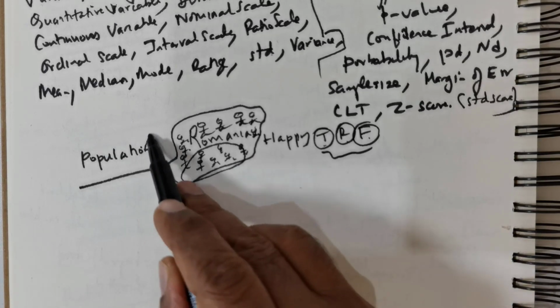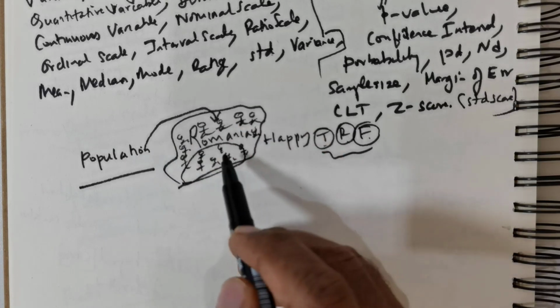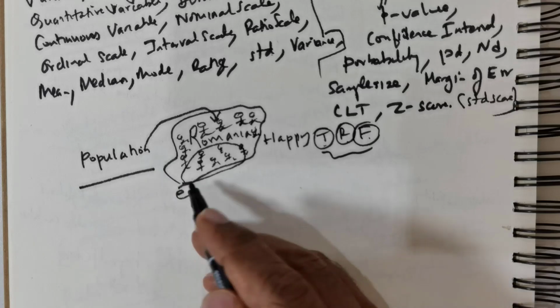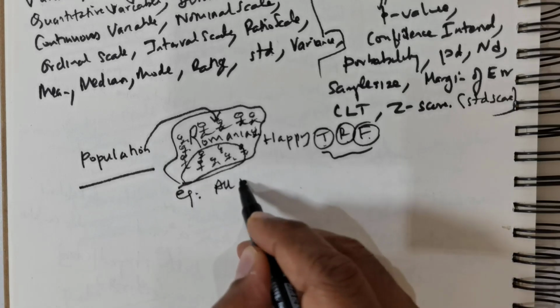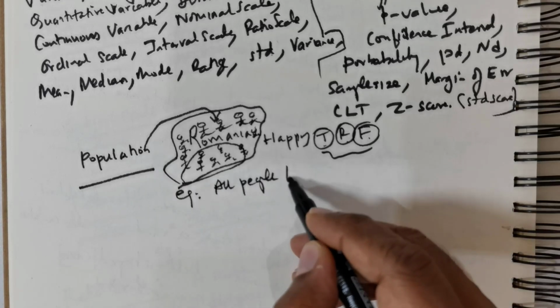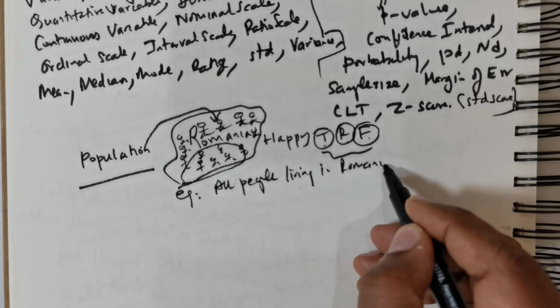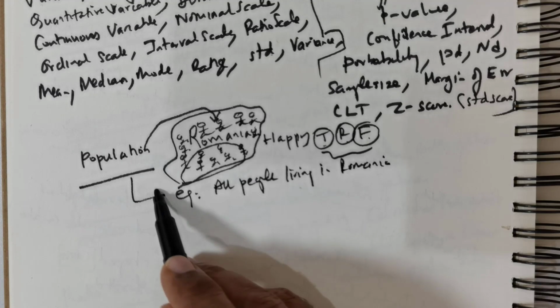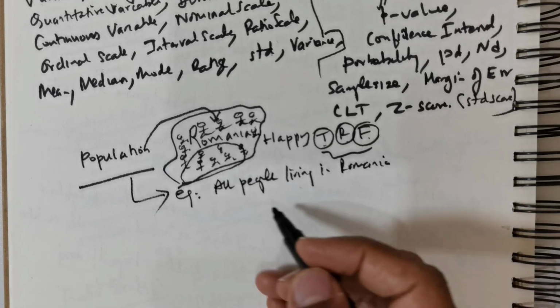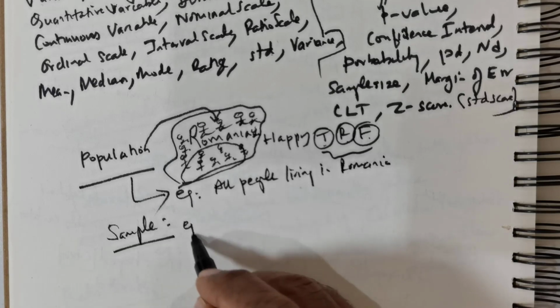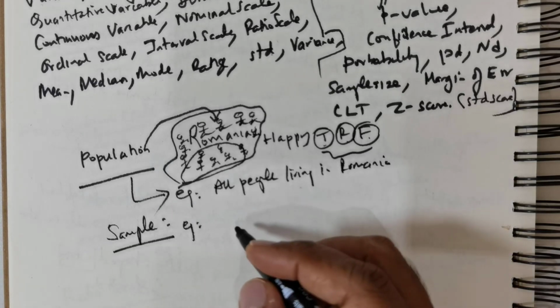Now the population is the entire set, all of the people in this nation. An example for population is all people living in Romania. This is the illustration for population. Now you want to take a sample. So what would be a sample? A sample is going to be a small number of people.